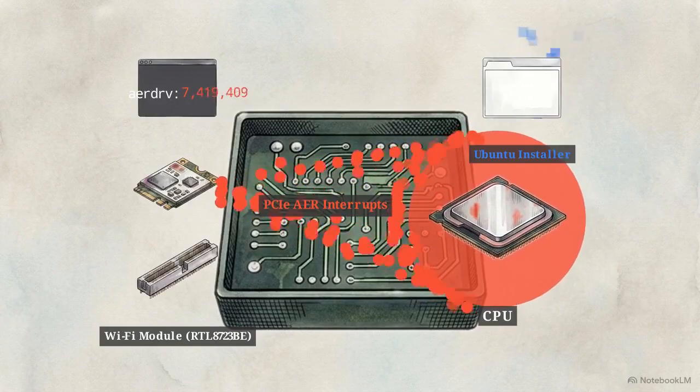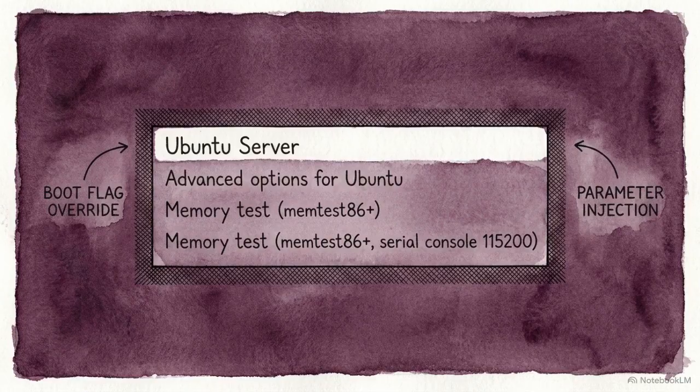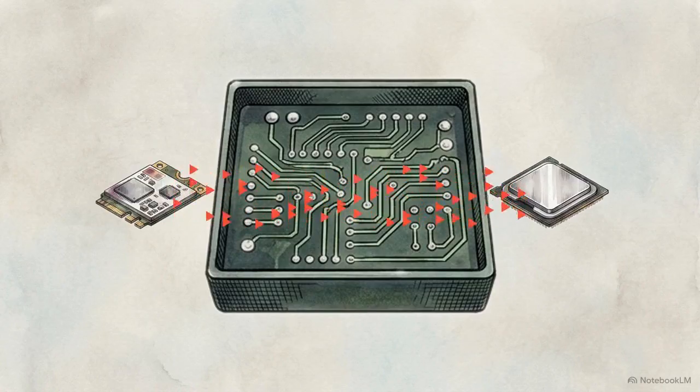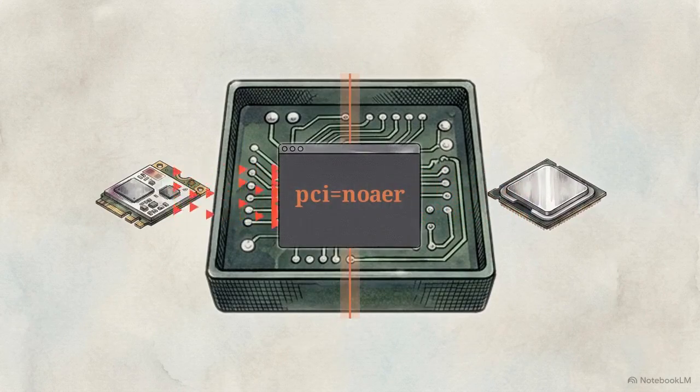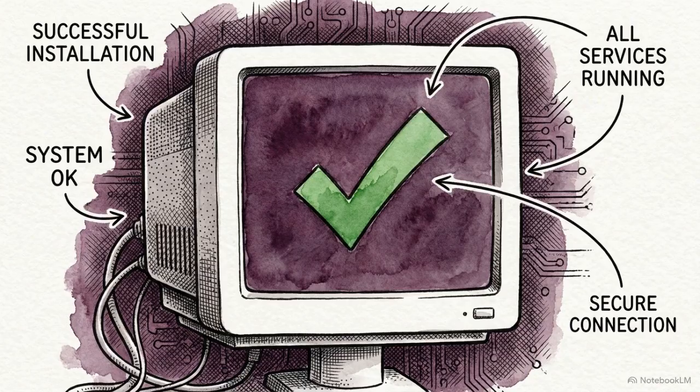the installer's code. To get past this, hard reboot the machine and pause at the initial GRUB boot menu. Press the E key to enter the edit mode for your boot parameters. Find the line starting with linux /casper/vmlinuz. Type pci=noaer right before the 3 dashes at the end of the line. This parameter commands the kernel to ignore advanced error reporting interrupts entirely, muting the hardware errors so the installer can function. Press Ctrl-X to boot.